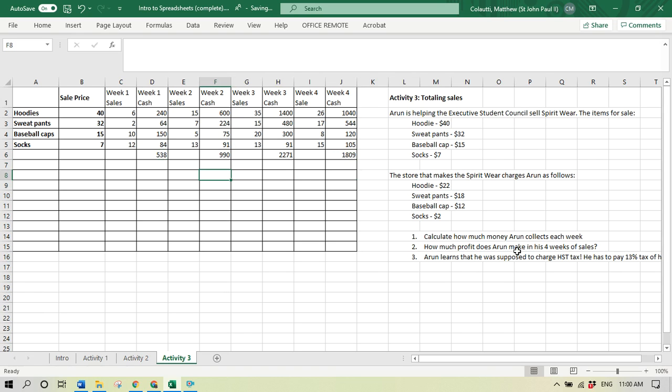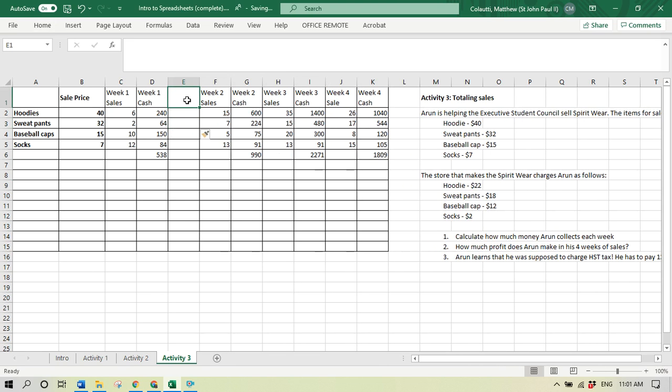Now, the next thing: how much profit does he make in his 4 weeks of sales? Oof, profit. Technically, that's how much cash he makes, but then you have to subtract the amount he spends to buy the stuff. So there's an extra step here. What I could do is insert a column, Alt-IC, or right-click and go insert column. Let's find the week 1 costs, from paying for the items.